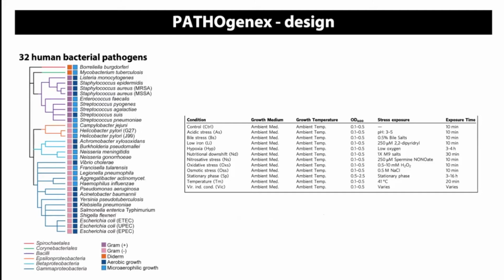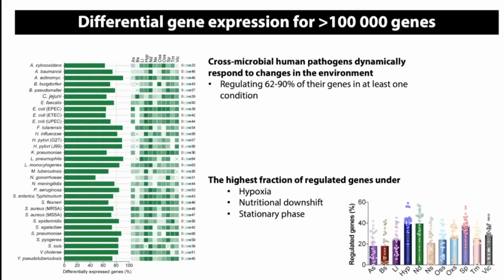It's good to note that we kept the growth medium and the growth temperature optimal for each strain, but the stress exposure almost the same for all. So we could then get the expression profile, and of course the differential expression, for over 100,000 genes. And we saw that the bacteria very actively and dynamically respond to changes in the environment by regulating their transcriptome from 62 to 90% in at least one of the stress conditions.